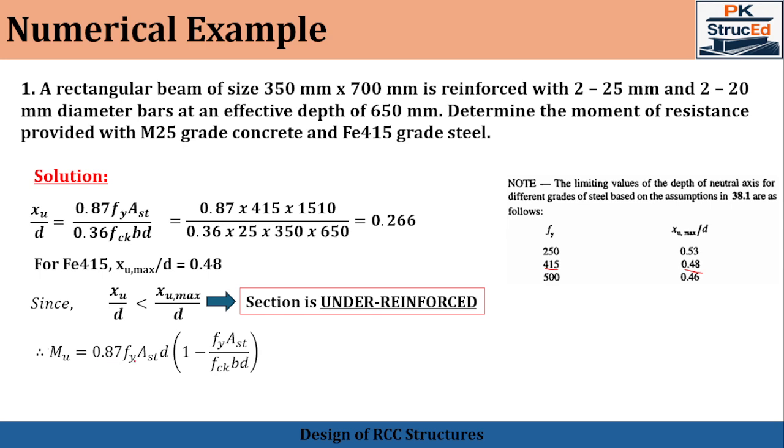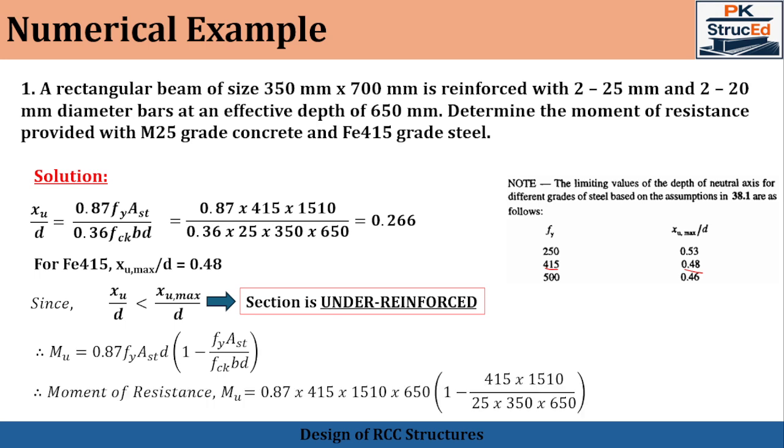Mu = 0.87 fy Ast d (1 − fy Ast / fck b d). Since all the values are known, just substitute those values, we can get the moment of resistance as 315.325 × 10^6 Newton mm, or otherwise 315.325 kilonewton meter.